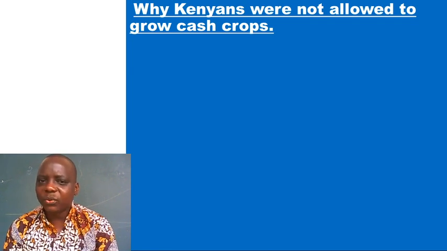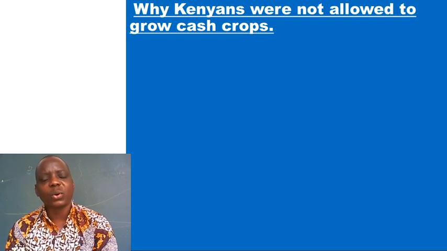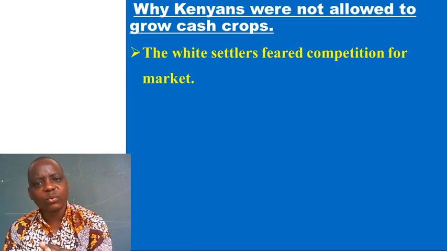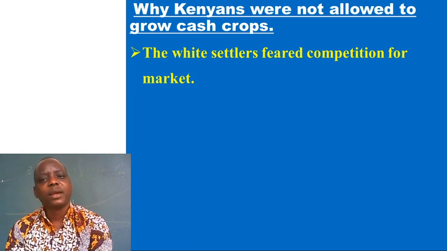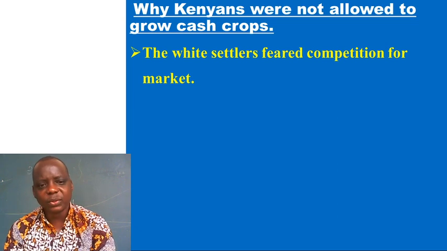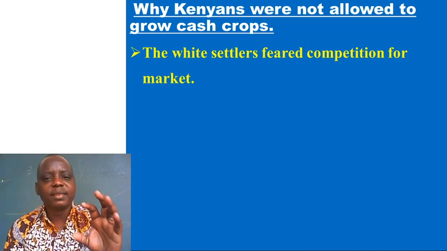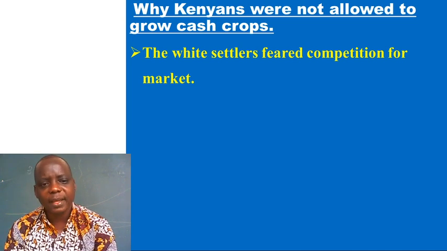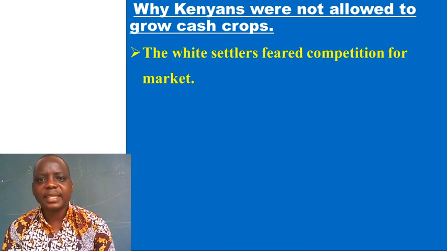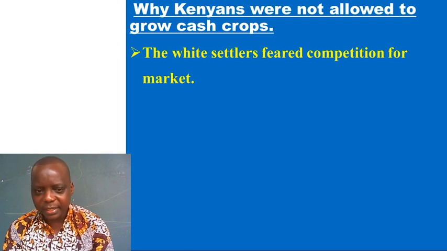We now look at why Kenyans were not allowed by the colonialists or these settlers to grow cash crops. The reason being that the white settlers feared competition for the market. They knew that when the Kenyans were allowed to grow their own cash crops, they would compete with them in the market. So they feared the competition. So you get to know that a white man is naturally a coward.